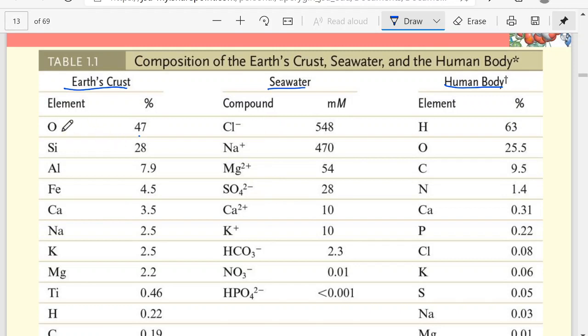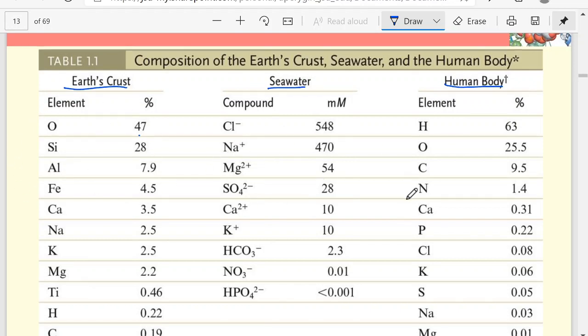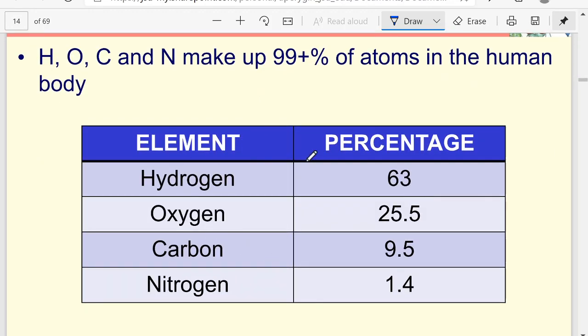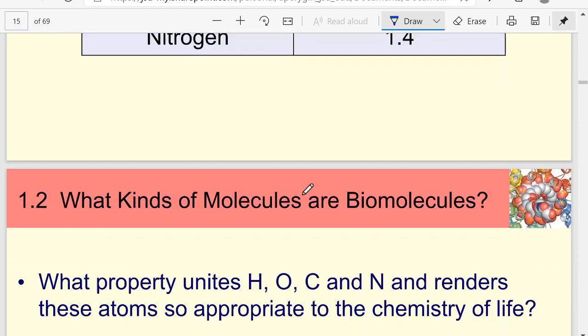In the Earth's crust, we have oxygen, silicon, aluminum, iron, calcium, sodium, and so forth. So you can see that the elements that are in the human body are very different from those that are in seawater or the Earth's crust. So the most abundant elements in the human body are hydrogen, oxygen, carbon, and nitrogen at these percentages. Okay, and so they make up 99% of the atoms in the human body.